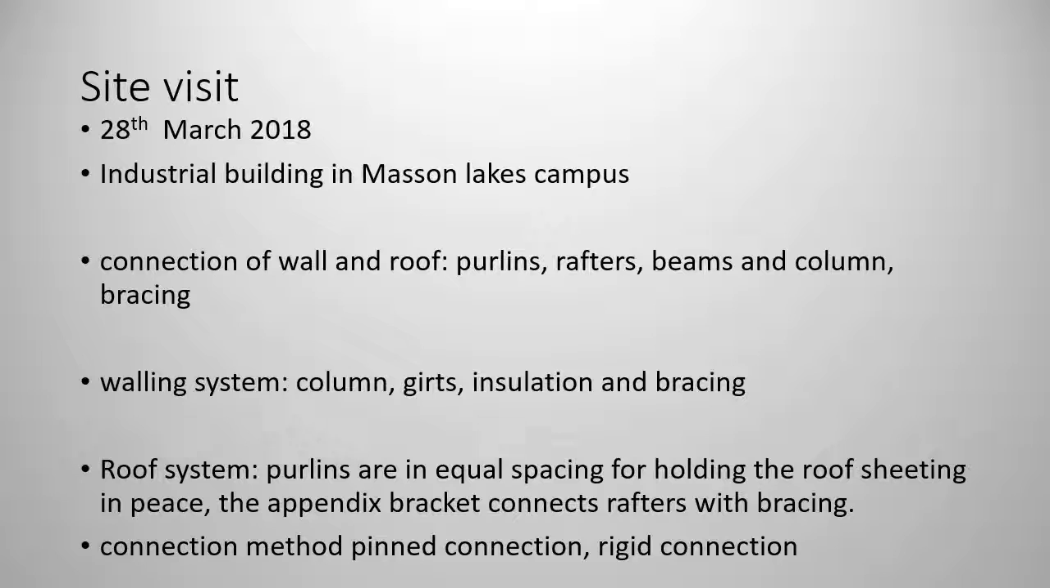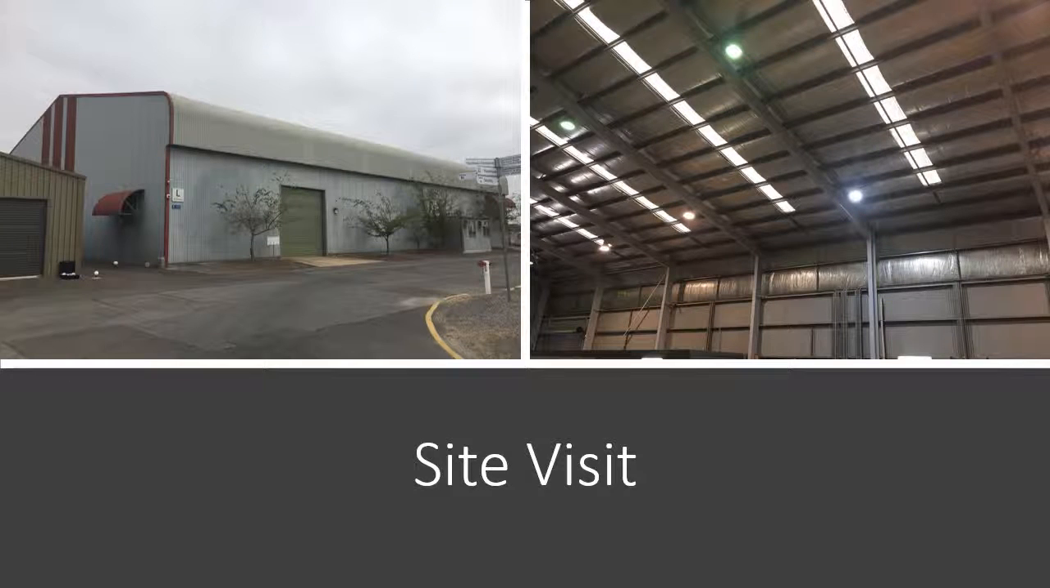We got to know the connection methods as well. Pin connection for holding the truss is used in the corner of the column and the rafter, and the fixed connection is usually used between column and ground. These pictures are taken from the outside of this industrial building and inside of this industrial building.